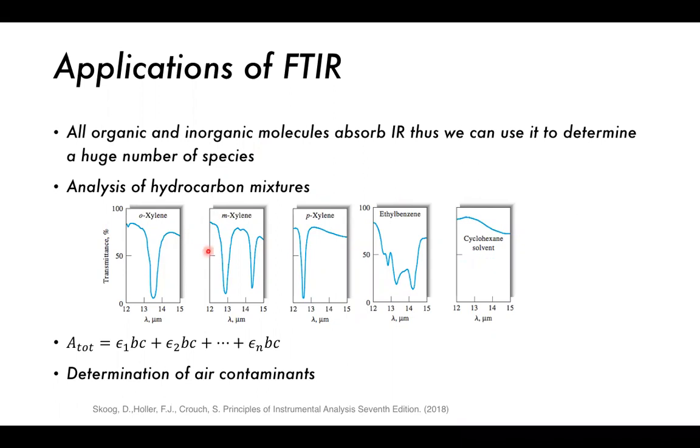Again, because this is molecular absorption spectroscopy, it follows this Beer-Lambert summation rule, where the total absorption at a particular wavelength is equal to the sum of all of the individual absorptions. We can also use it to determine air contaminants, things like sulfur dioxide or nitrogen monoxide. Those all have characteristic peaks which can be measured, and they can be identified as being present in the air or not.